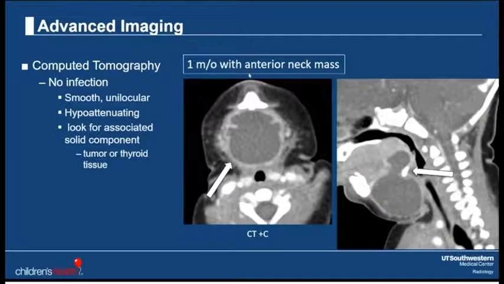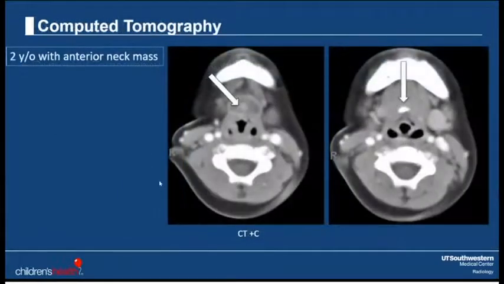This is a 1-month-old with an anterior neck mass. We see a large submental mass on the axial images, but the sagittal images really show us the association with the hyoid bone and the extension inferiorly into the upper neck. This is a 2-year-old with an anterior neck mass. We see again the association with the hyoid bone. There's the hyoid bone, or partial volume averaging of the hyoid bone with a surrounding cyst, and we can see the hyoid bone on the next image superior.